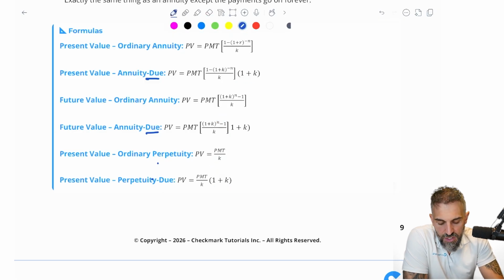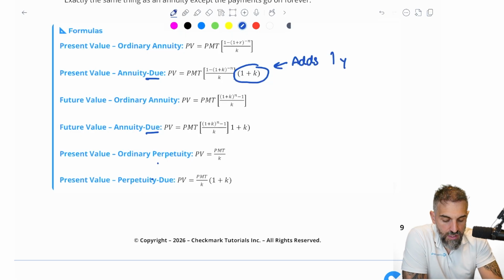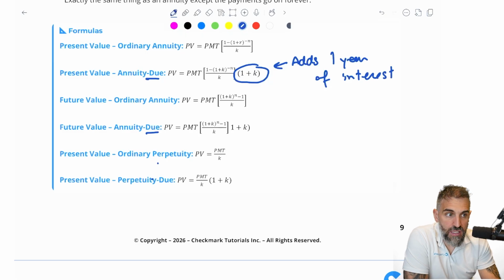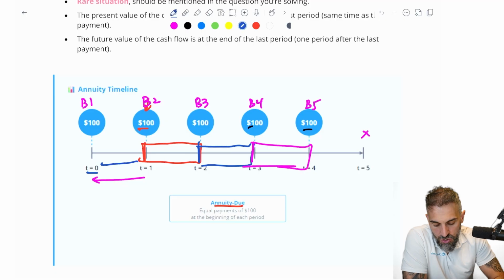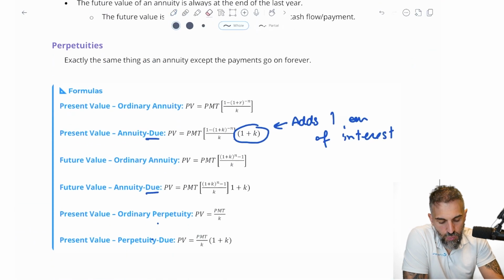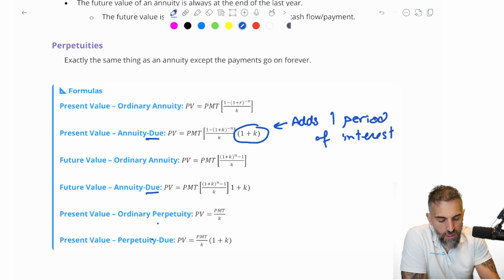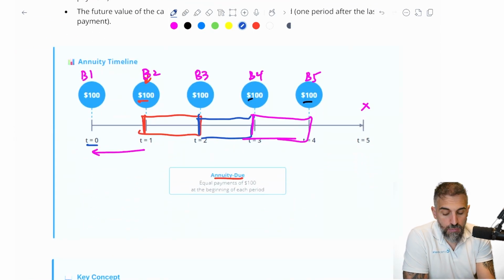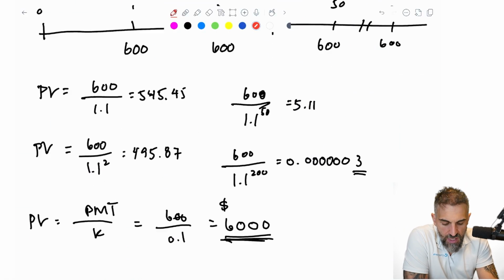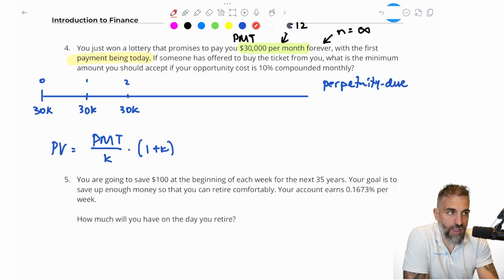Why? This 1 plus K basically adds 1 period of interest. That's what that does mathematically. And why does it do that? It's because, like I said earlier, by getting your payments 1 period sooner, I shouldn't say year, sorry, it adds 1 period of interest. By getting your payment 1 period sooner, you earn, or you pay, depending on who you are in the story, 1 more period of interest. That's all there is. And so that's the big difference between an ordinary cash flow and a due cash flow. It's just 1 extra period of interest.